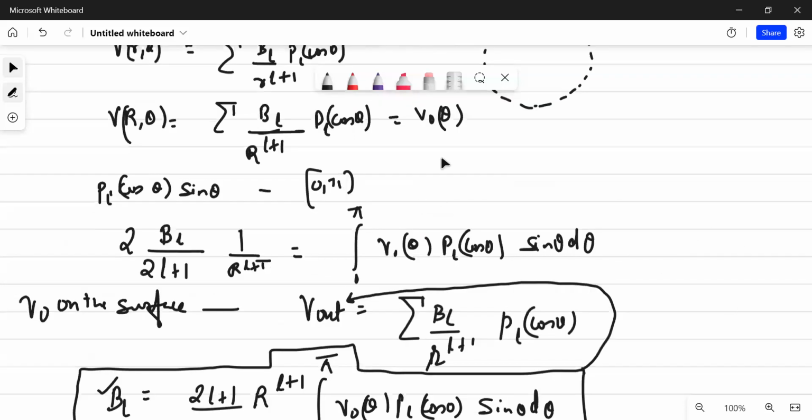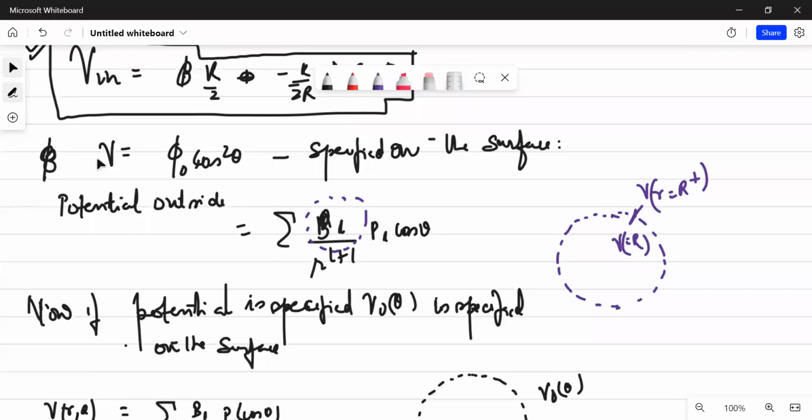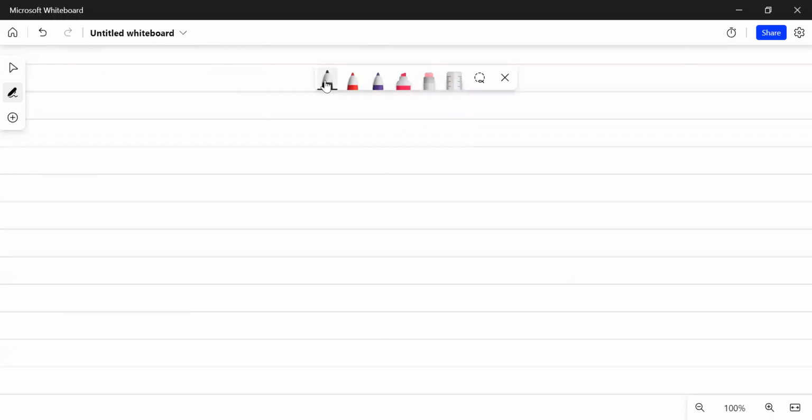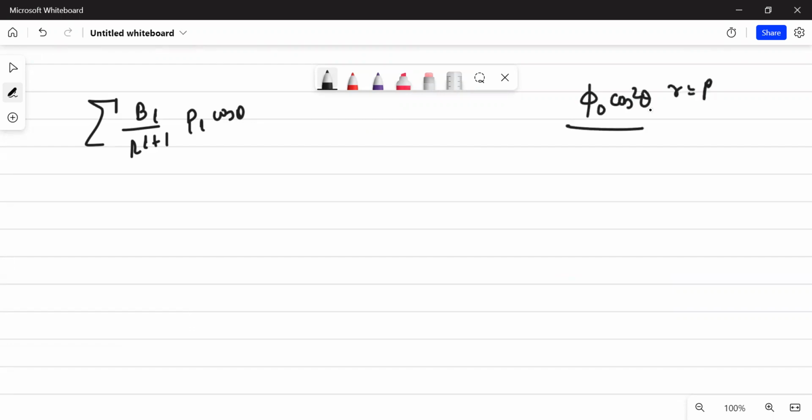Now understand that if my potential is given as phi naught cos square theta on the surface, and I want to find the potential anywhere outside the sphere, what do I have to do? The potential anywhere outside is written as sum of B_L upon r raised to power L plus 1 times P_L cos theta. And I know that on my surface, the potential is phi naught cos square theta.